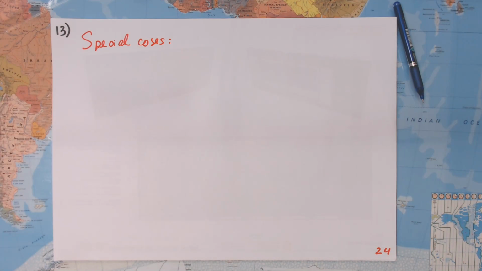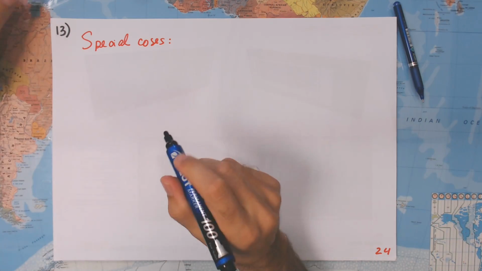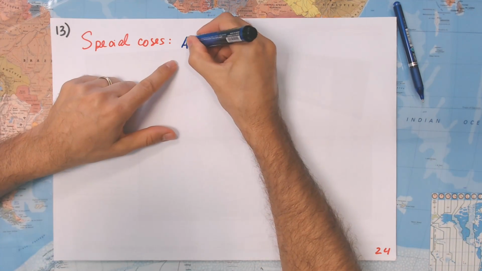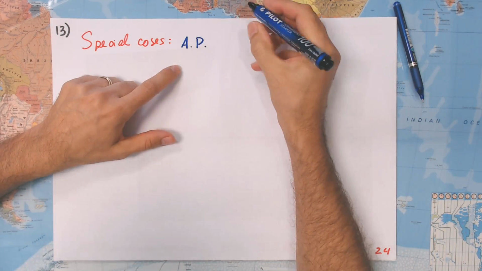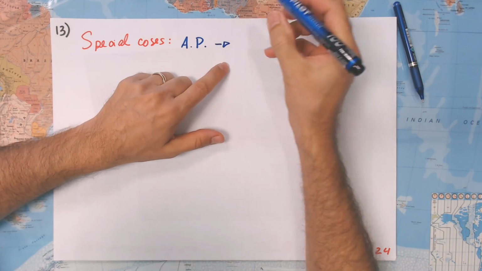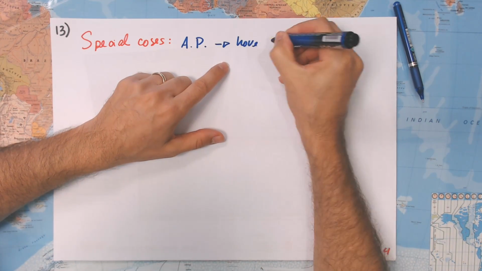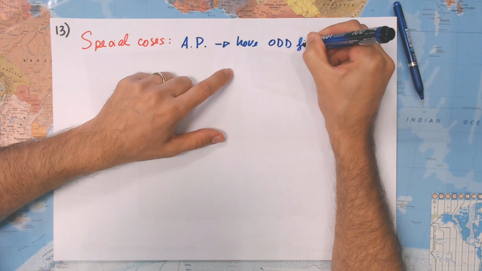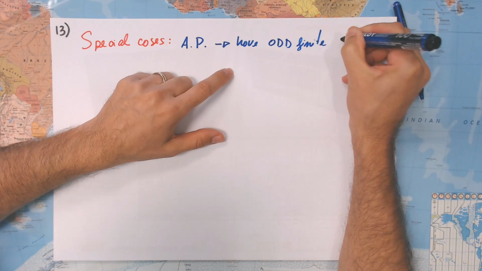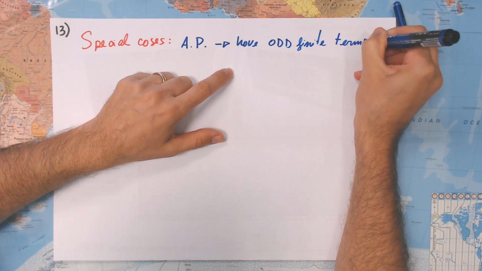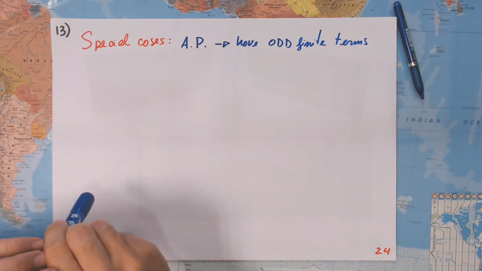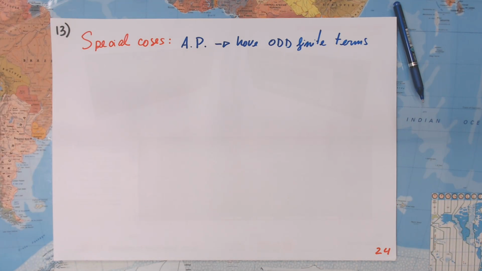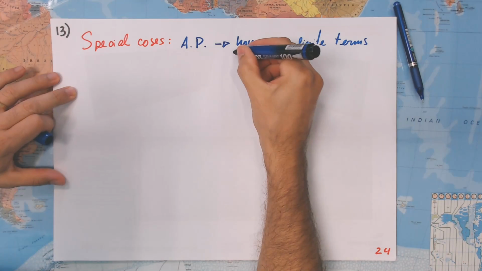Those cases are when you write the general term in a different way, okay? And this is for arithmetic progressions as long as they have an odd, finite number of terms, only for this occasion, okay? So that's what we're going to be doing now.